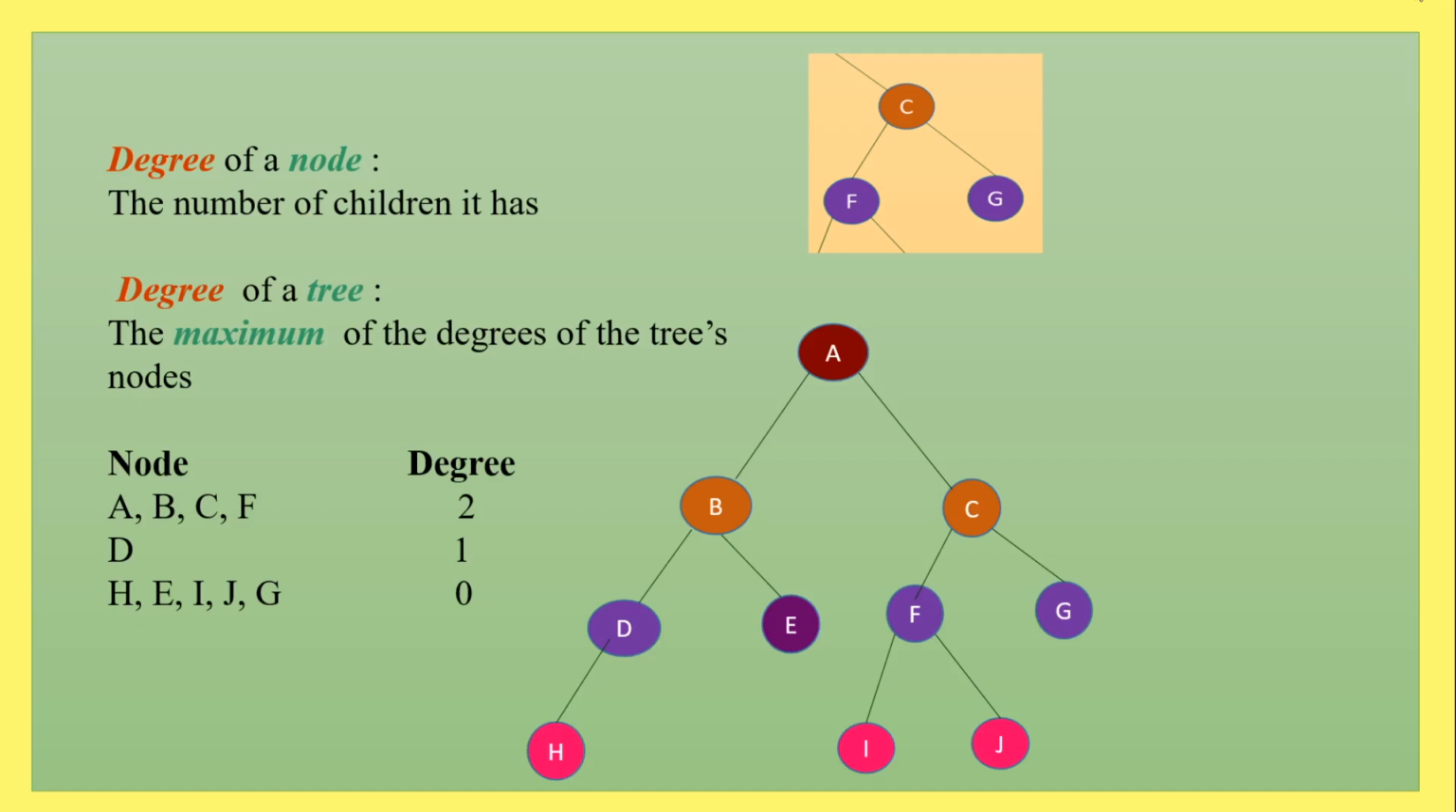Then what is the degree of a tree? Each and every node has some degree. The maximum of the degrees of the tree nodes is considered as the degree of a tree. Here in this diagram, begin with A node. A has 2 children. Similarly, B has 2. C has 2 children. F has 2 children. D with 1 child. H, E, I, J, G have no children. Then the degree is 0. Now in this structure, the highest degree is 2. Then the degree of the tree is 2.